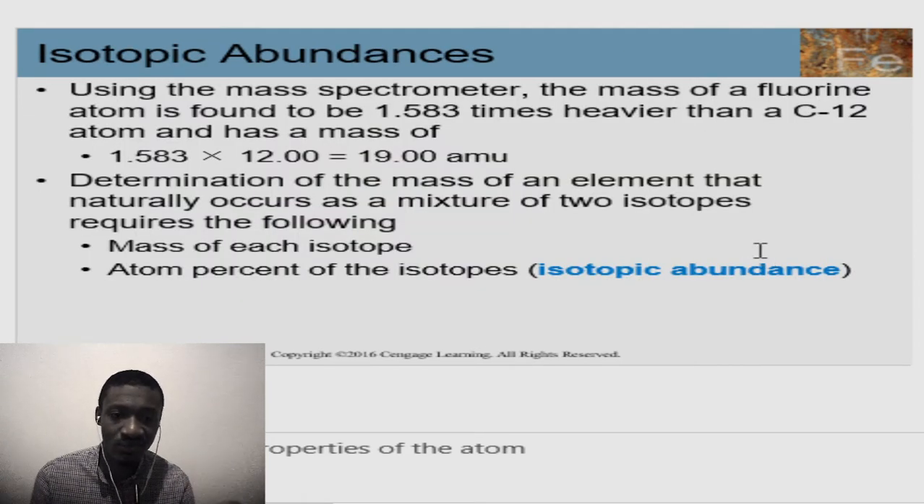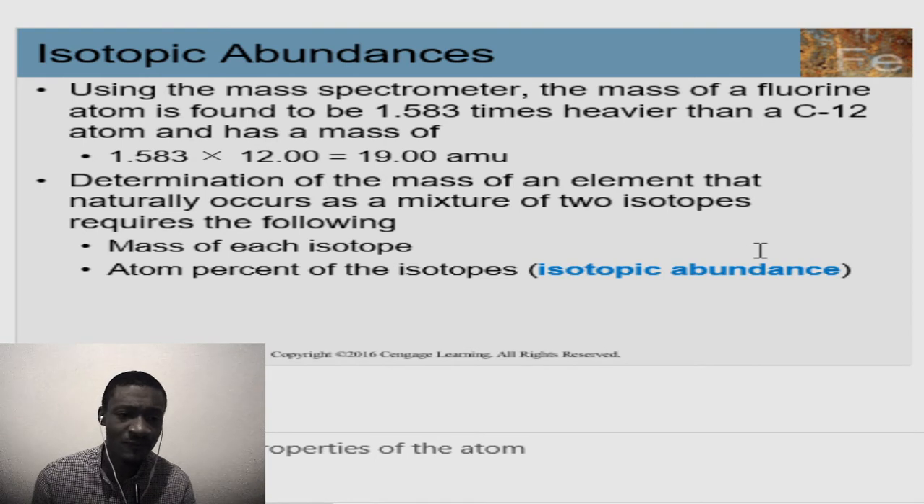After the whole thing, you discover that the mass of fluorine, which is what was compared with carbon, is 1.583 times heavier than that of carbon, and on the basis of that you just multiply 1.583 by 12 and you get the atomic mass unit for fluorine. So this is how the device works. It does all of these things and gives you values. So that's how it happens.